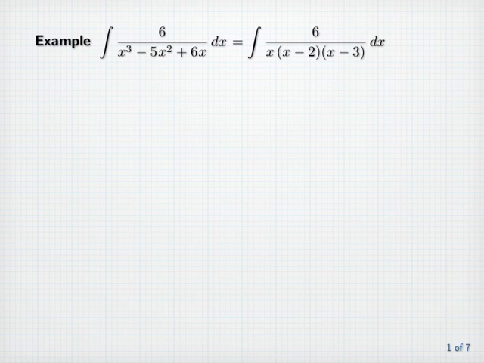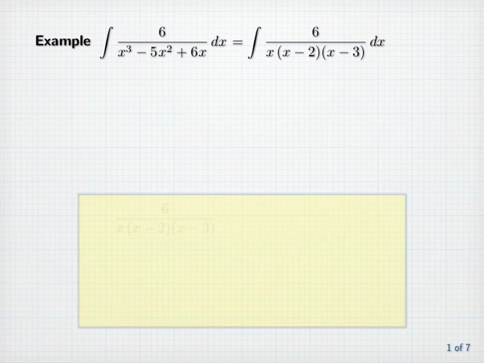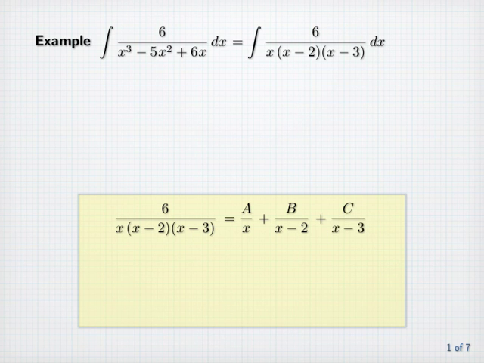We imagine that this integrand is the result of adding 3 terms, each of which has one of the factors as its denominator. In other words, we surmise that the integrand is equal to a constant a divided by x, plus a constant b divided by (x minus 2), plus a constant c divided by (x minus 3). And if we can determine a, b, and c, the integration will be easy. This is called a partial fraction expansion or partial fraction decomposition.